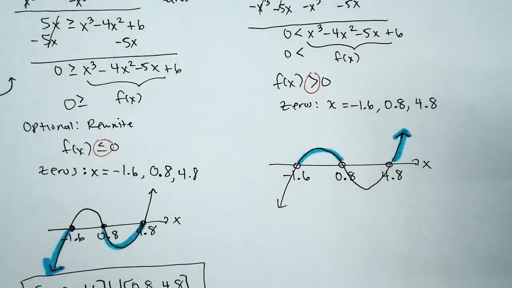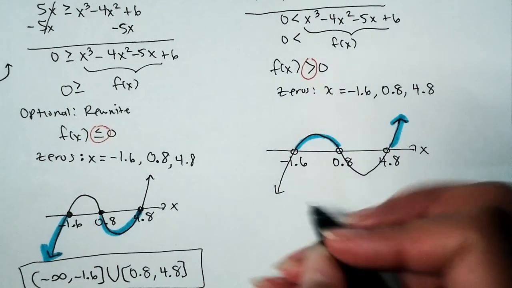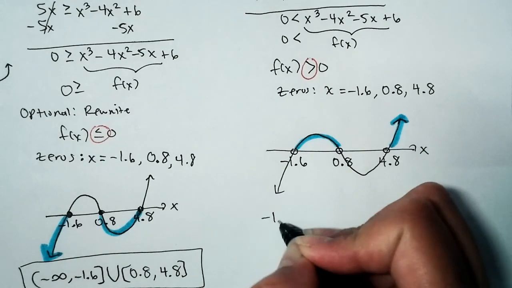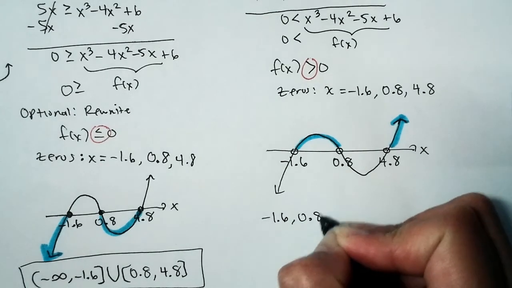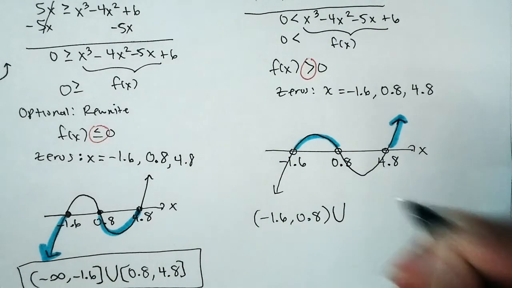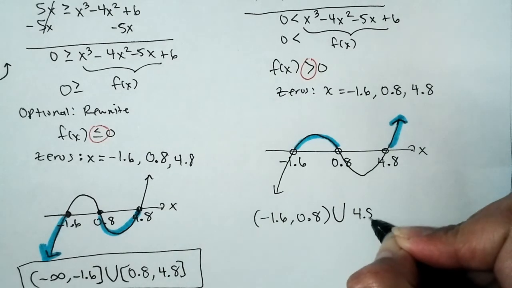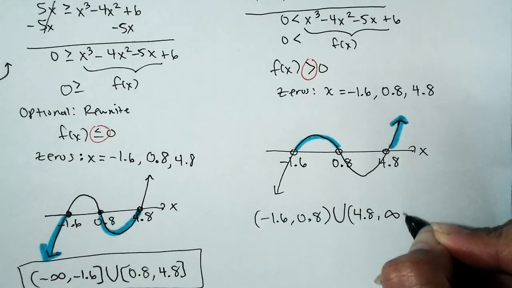So let's go ahead and write that in interval notation. So we want to tell the world the function is greater than 0 on the interval from negative 1.6 to 0.8, where both endpoints are excluded, or what we say union for all values that are bigger than 4.8. So it's going to be from 4.8 to infinity, where 4.8 is excluded.